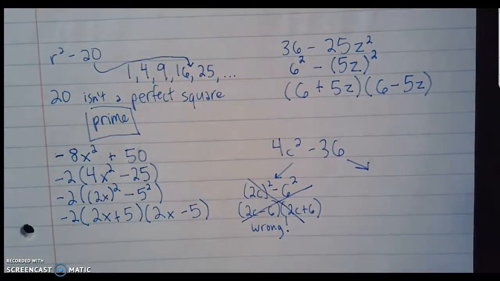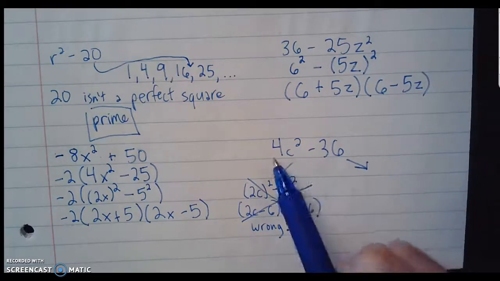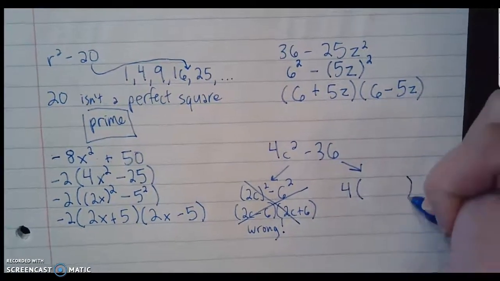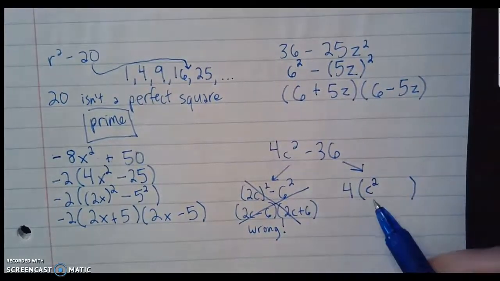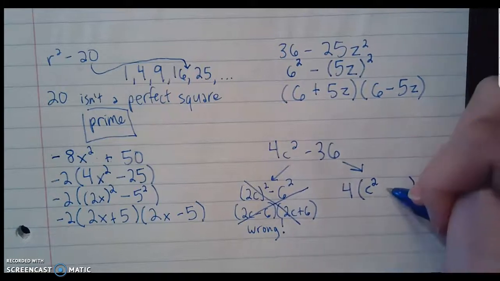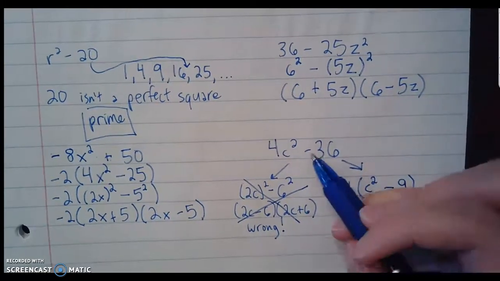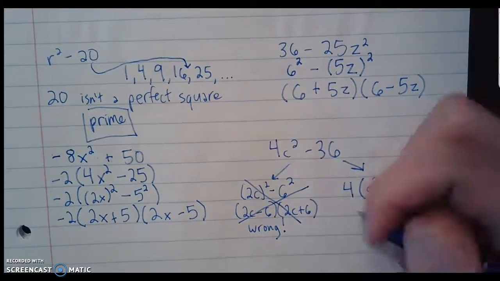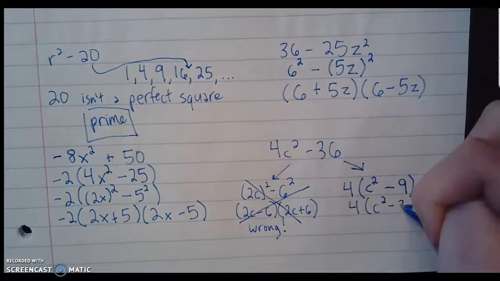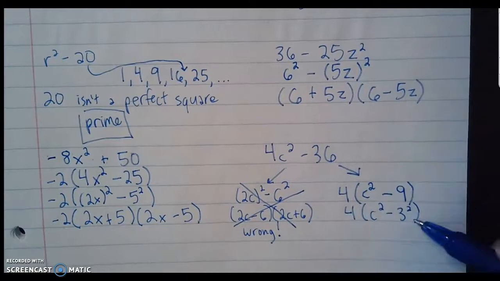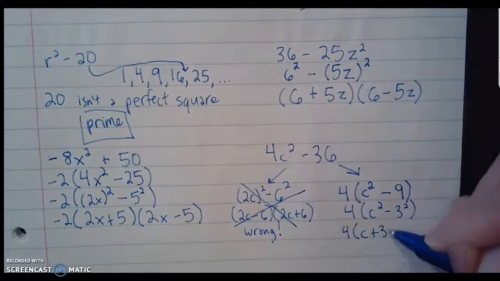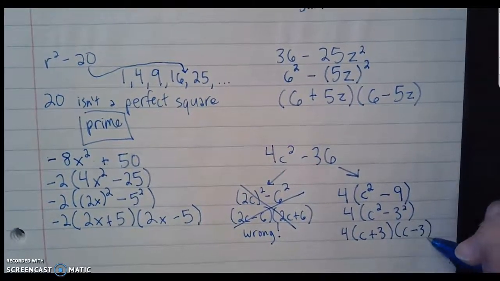The first question you have to ask yourself is, do I have a greatest common factor? And in this case, the answer is yes, my greatest common factor is 4. So when I remove a 4, I'm left with, well, 4 times c squared gives me c squared, and 4 times a minus 9 will get me that minus 36. Now I can notice, okay, I've got my GCF taken out, so now I'm going to look for a difference of perfect squares. Sure enough, 9 is a perfect square. Good news, here I'm subtracting. So then I will go ahead and use my difference of squares rule.